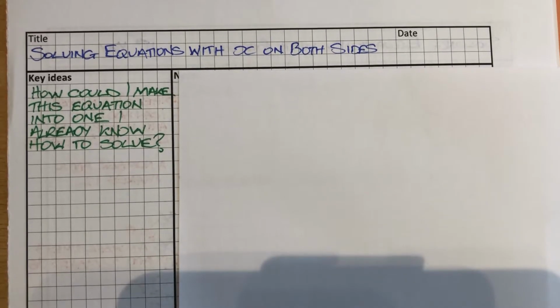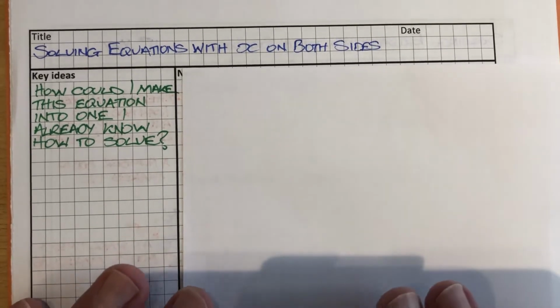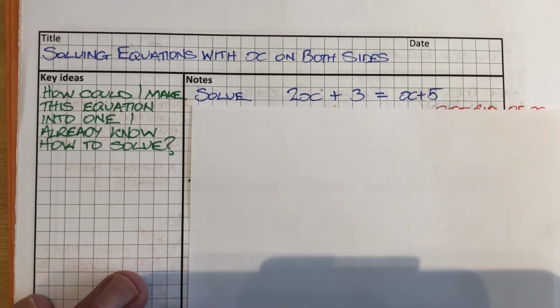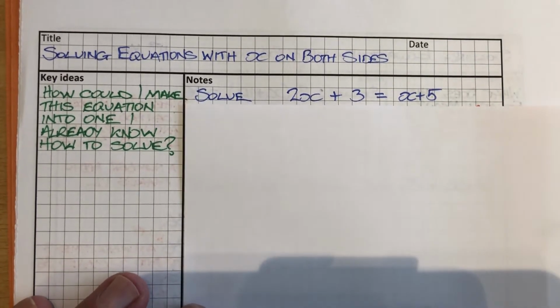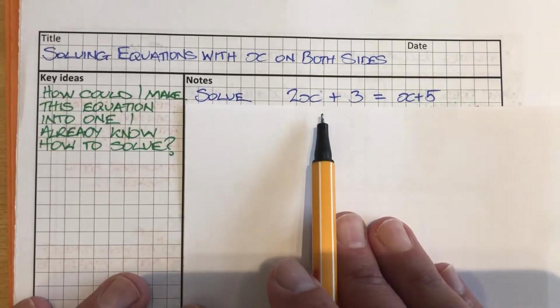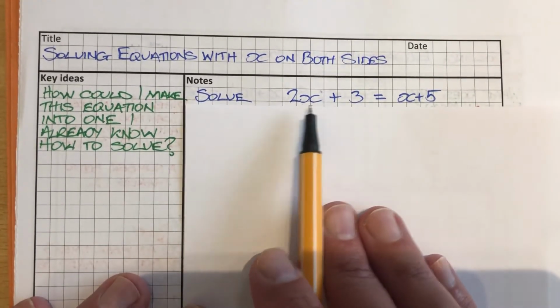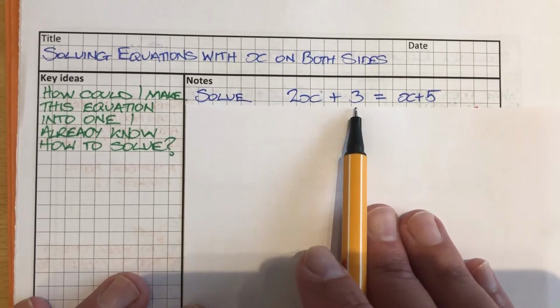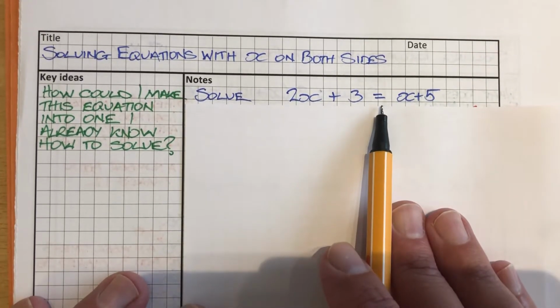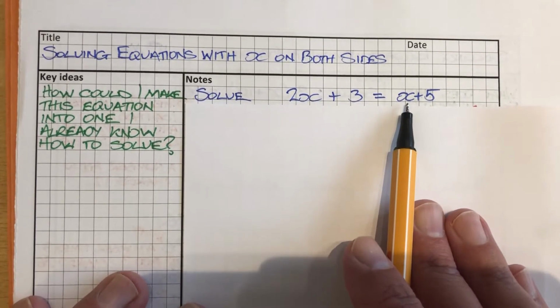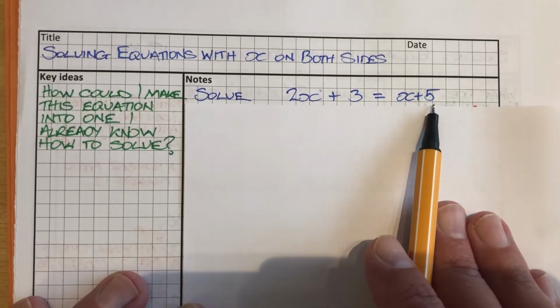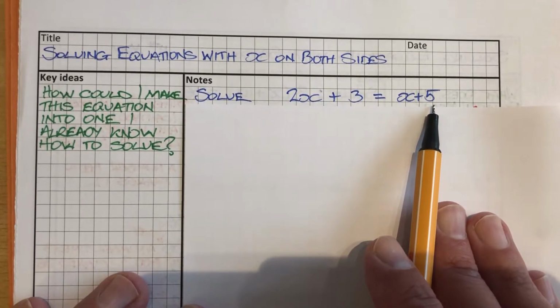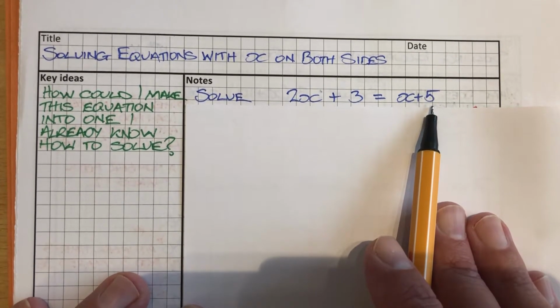Right, what if we've got equations that have x on both sides? So we've got something that looks like this. What does this say? This says there's a number that when I multiply it by 2 and add 3, I get the same answer as if I took my unknown number and added 5 to it. Translations are not as helpful at this stage, but it's still worth doing to make sure you understand what's gone on.